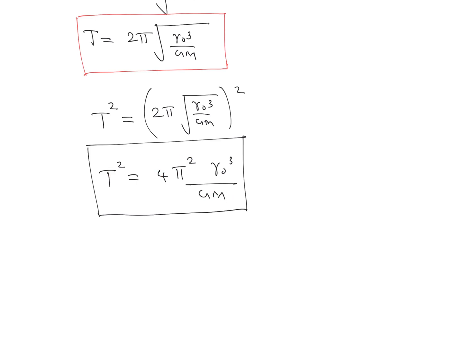If all the other parameters are constant other than time period and radius, we can say that the square of time period is proportional to r naught raised to 3. Later we'll discuss the same equation under the heading Kepler's law. You might have heard that according to Kepler's third law, the square of time period is directly proportional to the cube of radius.